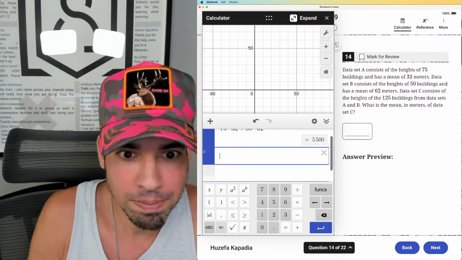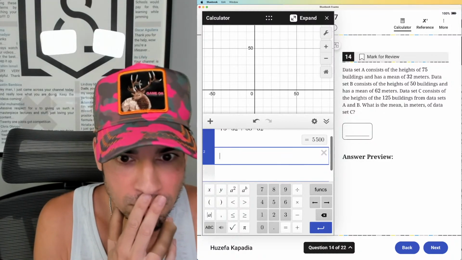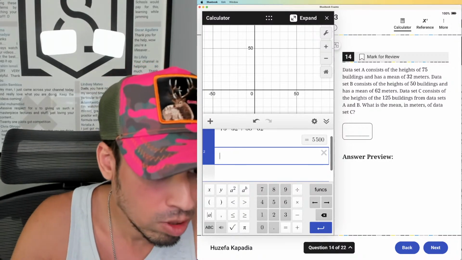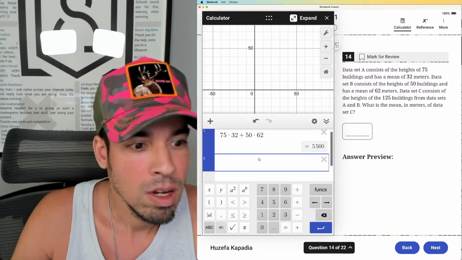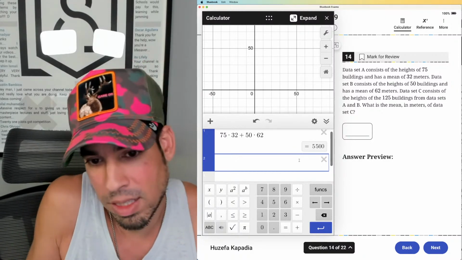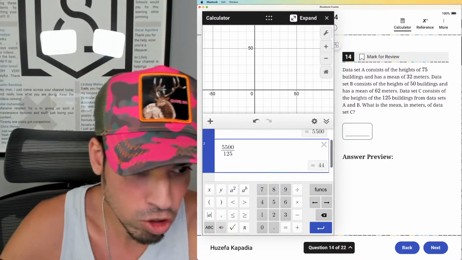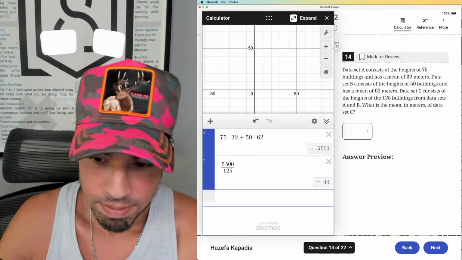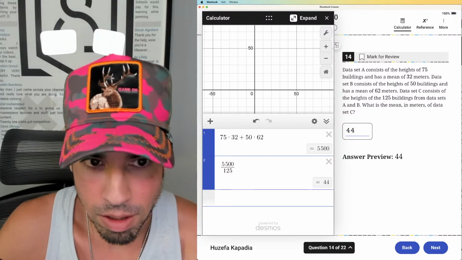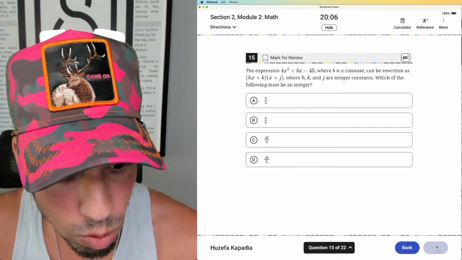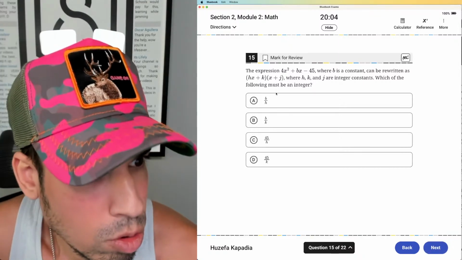Did I do that right? 75, yeah, 75 and 50. So that's my total. To get the average, you just do total divided by the amount, and then there's your mean. I think that's fair. So I'm gonna enter it as a solvable problem in Desmos, and we'll move on.